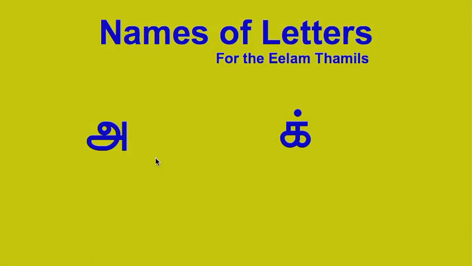The last thing we're going to talk about now is what we call the letters in the Tamil alphabet, and this is mainly for the Igalam Tamils out there. This first letter is A. It's the first letter in the Tamil alphabet, and we're going to call it A in these lessons. A lot of Igalam Tamils will call this Ana, and that's not incorrect. That's perfectly acceptable, but for the person who's learning the alphabet, it's much easier to learn it as A, and we'll stick with that.